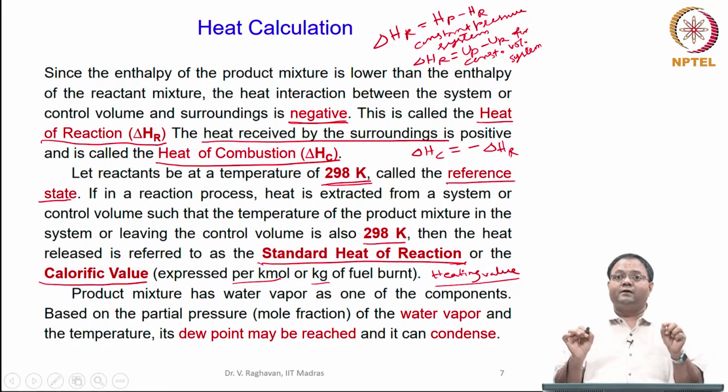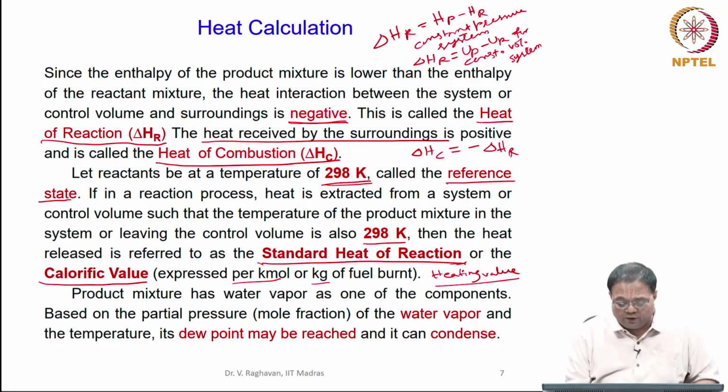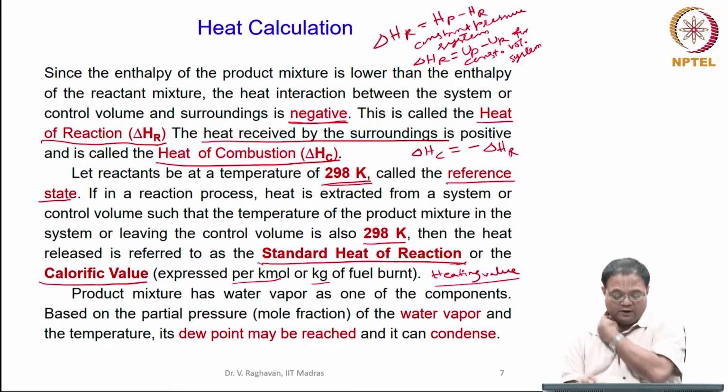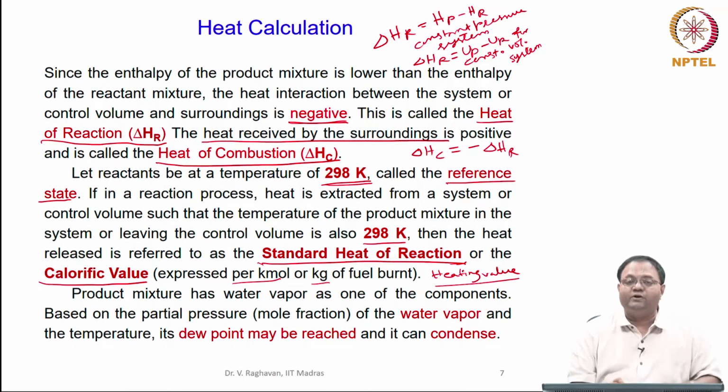Under a particular reference condition or a standard condition, if this experiment is done and the heat interaction is calculated, then you get the calorific value or heating value. Basically the calorific value or heating value is the negative of the standard heat of reaction, it is the heat of combustion. So you can say the standard heat of combustion is called the calorific value or heating value, because that should be positive. Heat of reaction is negative, standard heat of reaction also is negative. Now this is one definition we want.